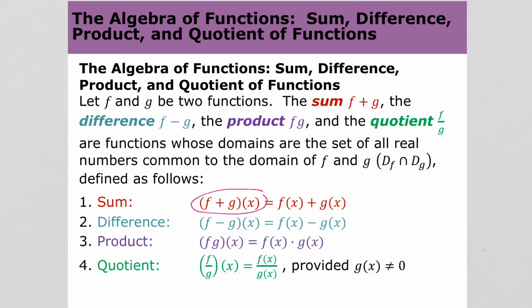If you see f plus g of x, that means the same thing as f of x plus g of x. Add your functions. If you see f minus g of x, then that means to subtract the functions. And we'll look at those to make sure you understand what to do. For product, if you see f times g of x, then that means to multiply the functions. And if you see f over g, f divided by g of x, then that means to divide the functions. Okay?